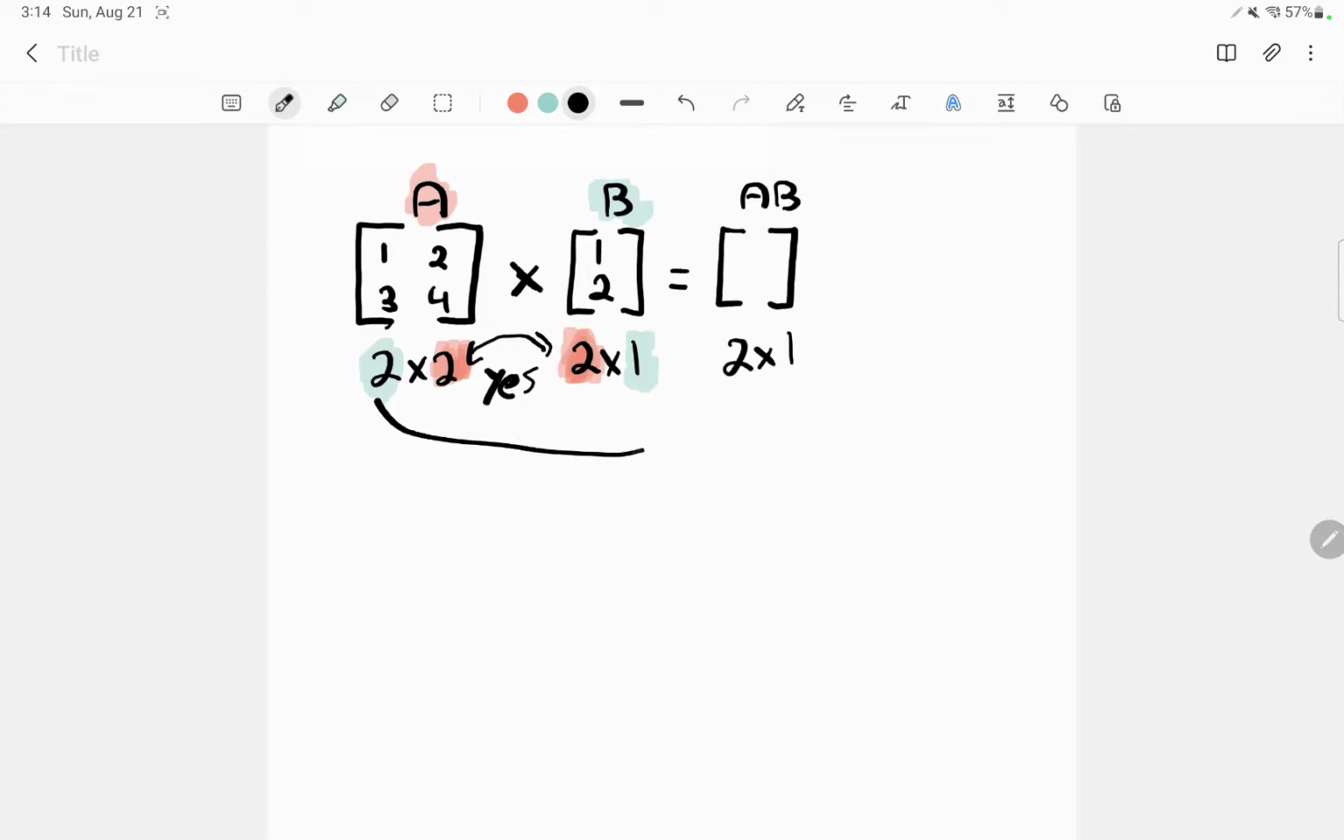You see the 2? It is going to go right here, and the 1 is going to go right here. So the two numbers on the outside, when you multiply them together, are going to give you your final matrix, which is going to be a 2 by 1. Okay, that's all you need to know for how to multiply matrices. Now let's go ahead and learn how to actually multiply.